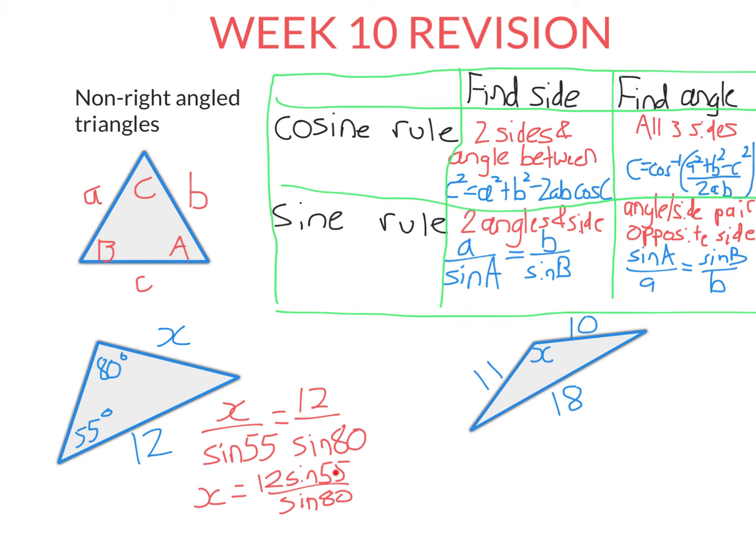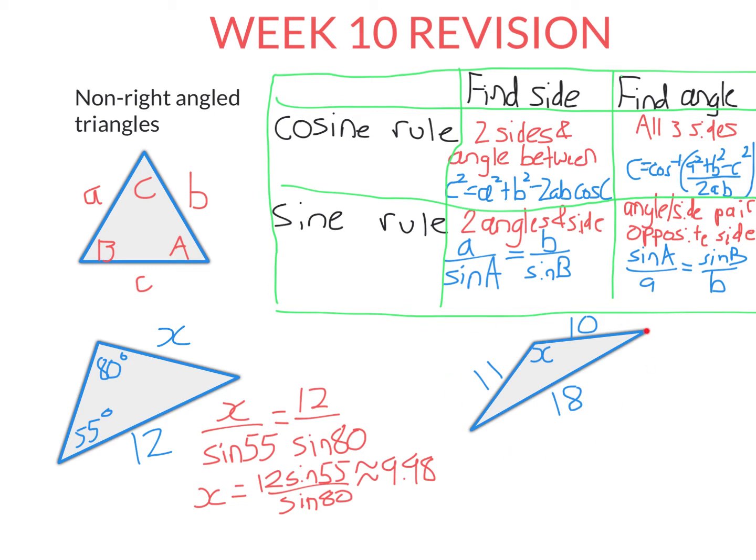Now, I don't expect anyone to be able to do this off the top of their head, but we can use some facts to help us see if our answer looks right. In any triangle, the longest side is always opposite the largest angle, and the shortest side is always opposite the smallest angle. This angle is larger than 55, so this side 12 needs to be longer than x. If I get a number more than 12, I know I've done something wrong. But if I put this in my calculator, I get about 9.98. So I know I've done something right because my answer is less than 12.